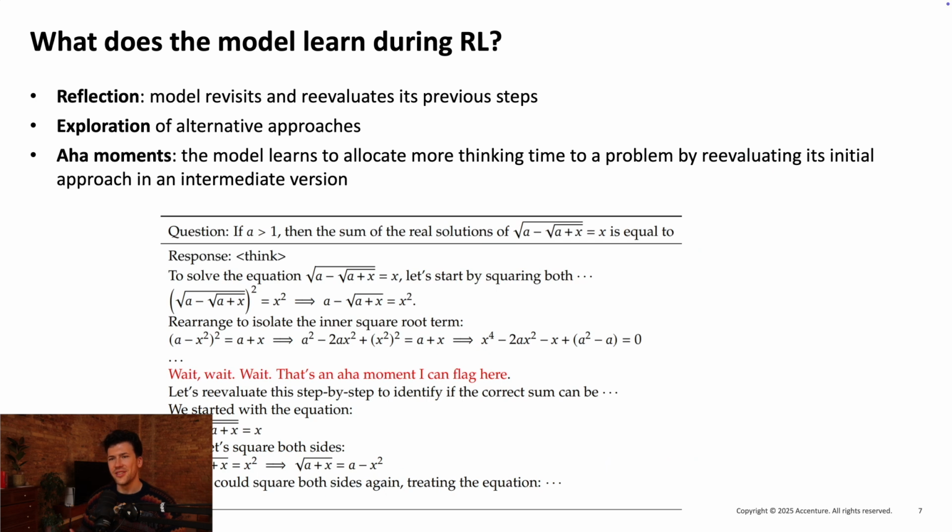And the model basically learns during this time to reflect. So it revisits and reevaluates its previous steps. When re-evaluating its previous steps, it also explores alternative approaches. And interestingly, in an intermediate model, it even had an aha moment. So the model tried to solve the problem, and at one point it said, whoa, wait, that's an aha moment I can flag here. Let's go back to the beginning and just do this and this. So this is very interesting. It uses the same language as a human does, which is pretty cool, I think.